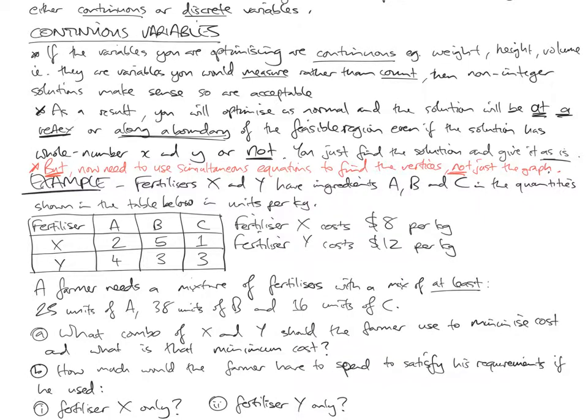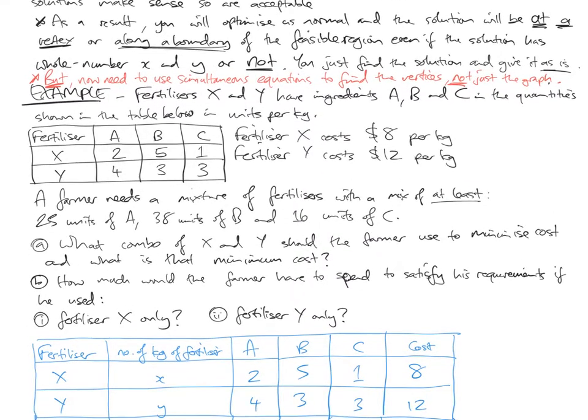So what we're going to do is an example where you have a feasible region that doesn't sit nicely on grid lines. Fertilizers X and Y have ingredients A, B, and C in the quantities shown in the table below in units per kilo. Fertilizer X costs $8 per kilo, Y costs $12 per kilo, so this is obviously going to be part of our objective function. X has 2 units of A, 5 units of B, 1 unit of C. Y contains 4 units of A, 3 units of B, and 3 units of C.